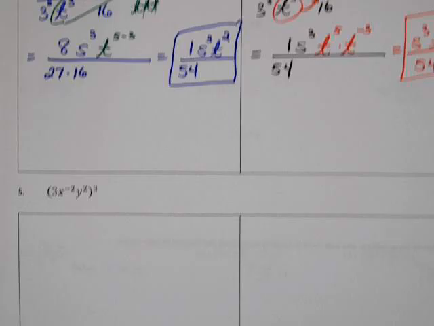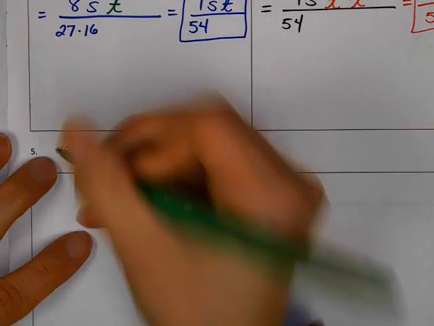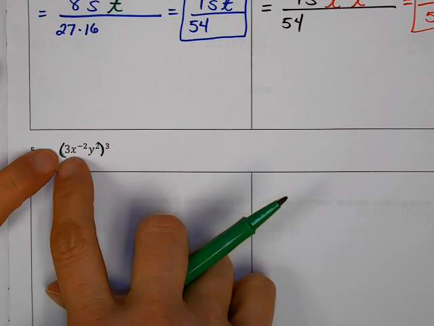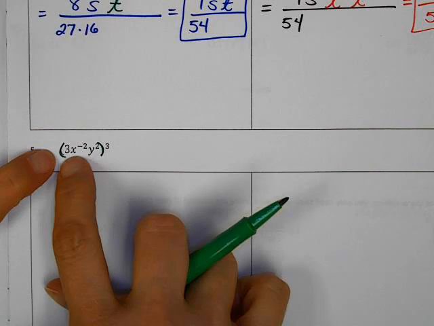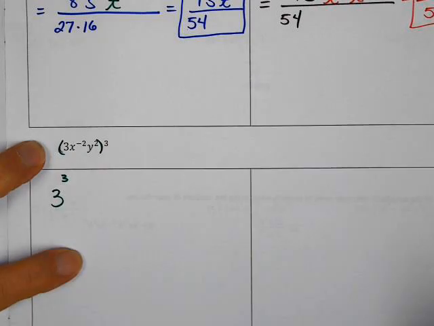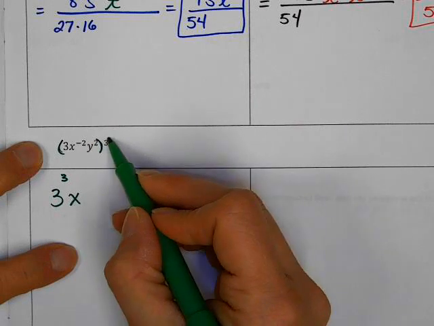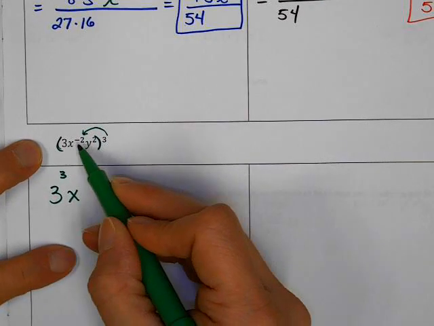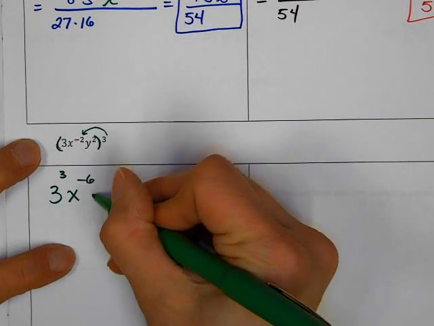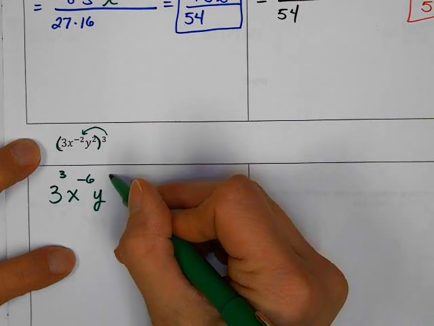This last one right here, we have a set of parentheses, and everything is getting cubed. So we're going to have to cube the 3, and the x is going to get the power, and the y. Everyone's going to get the power. So let's write 3. You get the cubed power. X, are you going to get the cubed power? Yes, but you already have a power. A power to a power so powerful we multiply, make -6. And y, same story with you. Power to a power so powerful we multiply.